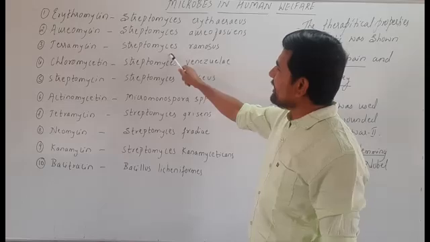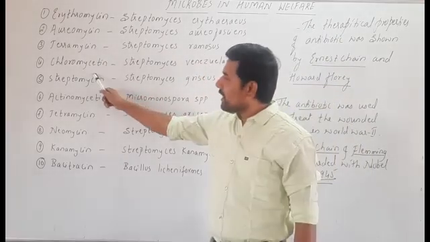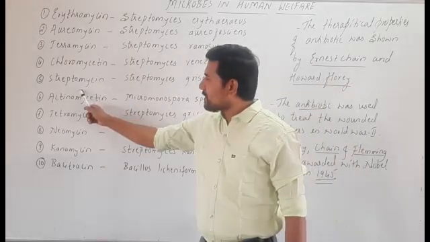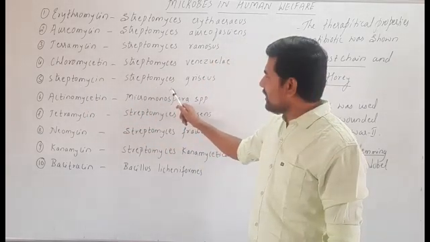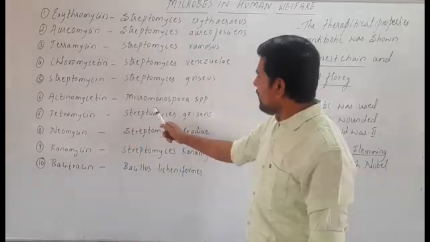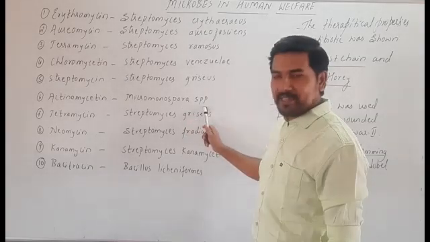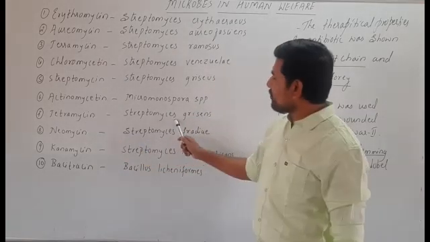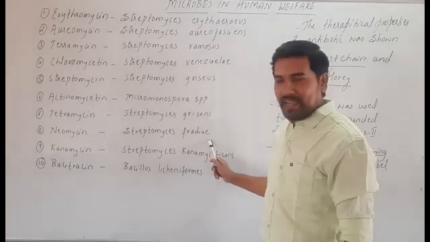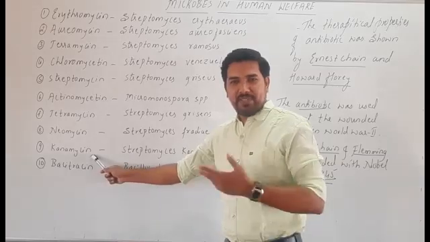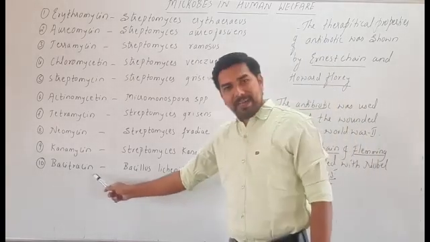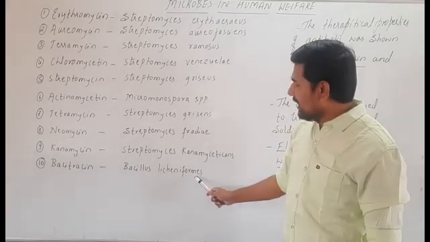Terramycin is produced from Streptomyces rimosus. Chloromycetin is produced from Streptomyces venezuelae. Streptomycin is produced from Streptomyces griseus. Actinomycetin is produced from a Micromonospora species. Tetramycin, Streptomyces griseus. Neomycin is produced from Streptomyces fradiae. Kanamycin, an antibiotic widely used in treatment of disease also, is produced from Streptomyces kanamyceticus. Bacitracin is produced from Bacillus licheniformis.